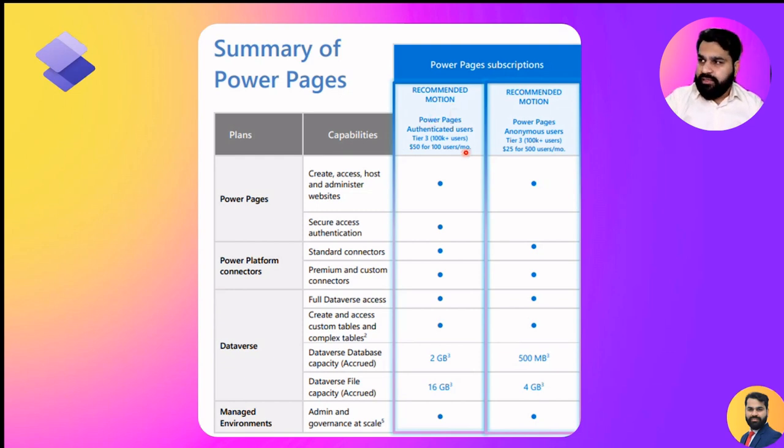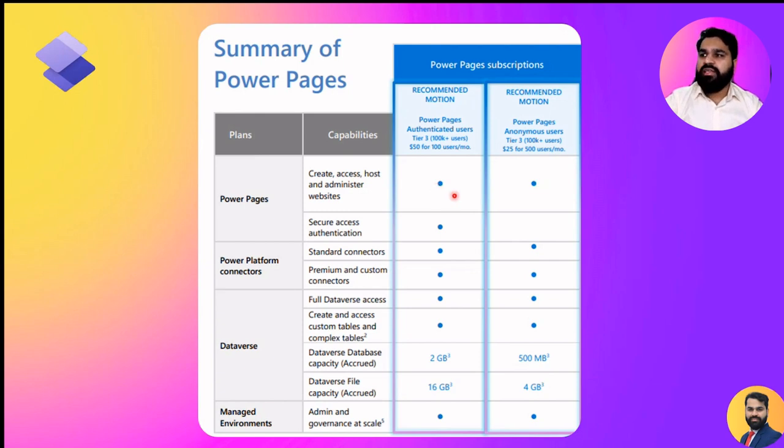Again, these are also not user specific. These are also tenant specific. Okay. So the Power Pages authenticated user license will be assigned to the tenant. The Power Pages anonymous user license will also be assigned to the tenant. Okay. What is the difference? First of all, cost is different, right? Second is whether you can create, access, host, and administer websites?